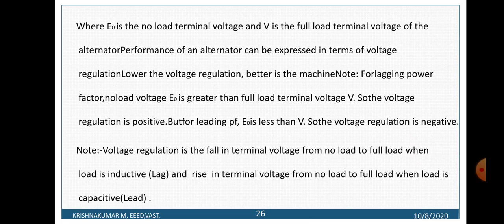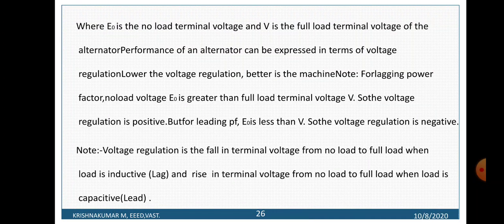When an alternator is loaded, its terminal voltage decreases if the load is inductive. When an alternator is loaded, its terminal voltage increases if the load is capacitive. So voltage regulation can be defined like this: it is the fall in terminal voltage when the alternator is loaded if the load is inductive, and it is the rise in terminal voltage when the load is capacitive.